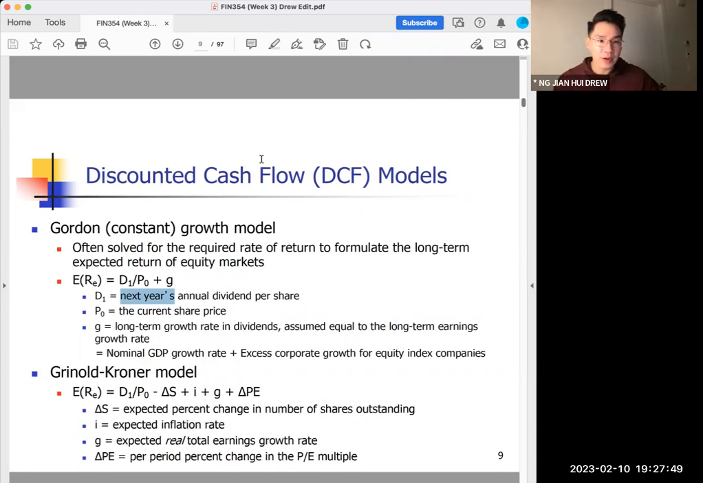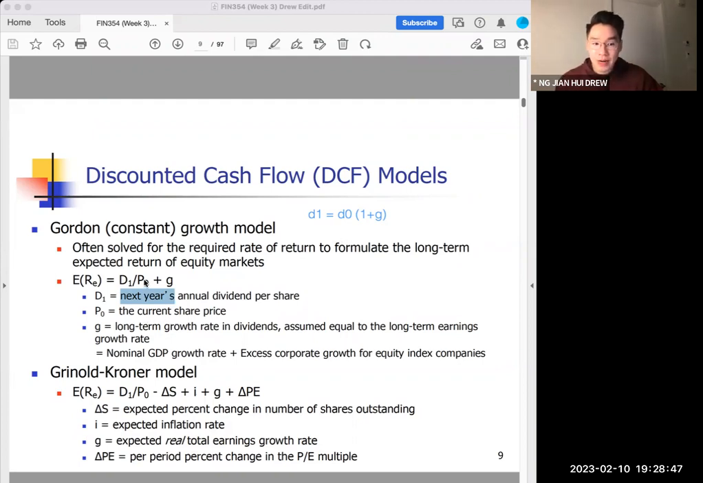So let me just quickly write it here. D1 equals D0 multiplied by 1 plus g. So let's say in a question they give you the dividend paid now. The word now is very important. When you see the word now, it means D0, the dividend now. The formula requires you to put D1 divided by P0, where D1 is the dividend one year later. So that's how you get D1.